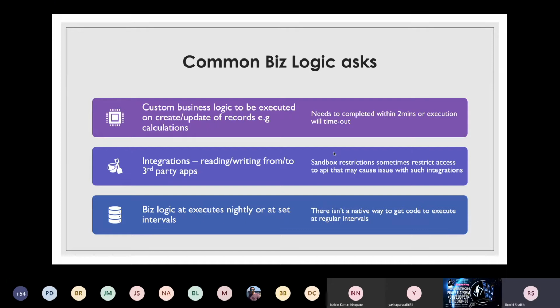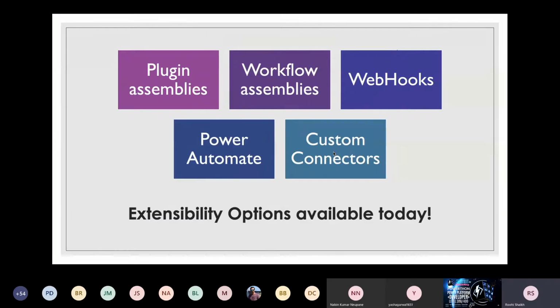So even though I'm pointing out these issues, traditionally we have learned to live with them. We have found workarounds to get things done, but there hasn't been a clean way of doing things really. So what are the extensibility options that are available today? Traditionally, plugin assemblies and workflow assemblies have been the way to go.